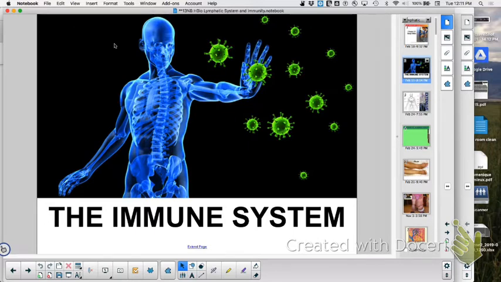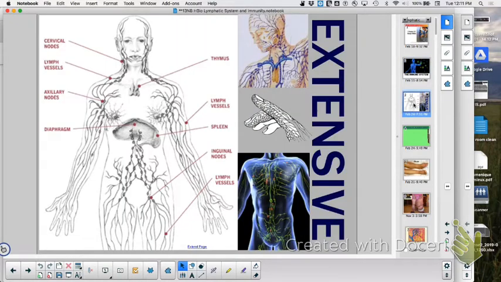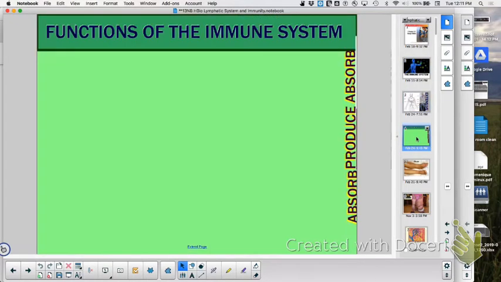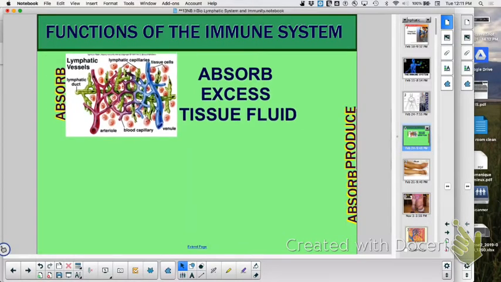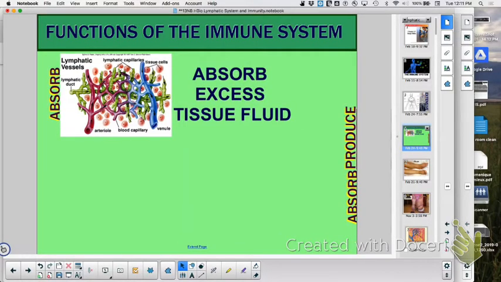Okay, good. So we are reviewing the immune system. First thing I want you to remember is it's extensive for sure, but we had three purposes of our immune system, if you recall. One was to absorb excess tissue fluid at the capillary beds, which is really awesome because by absorbing that excess tissue fluid, we have the ability to monitor that fluid before it gets returned to the circulatory system. Where does the monitoring of that fluid take place? In our what? Lymph nodes.